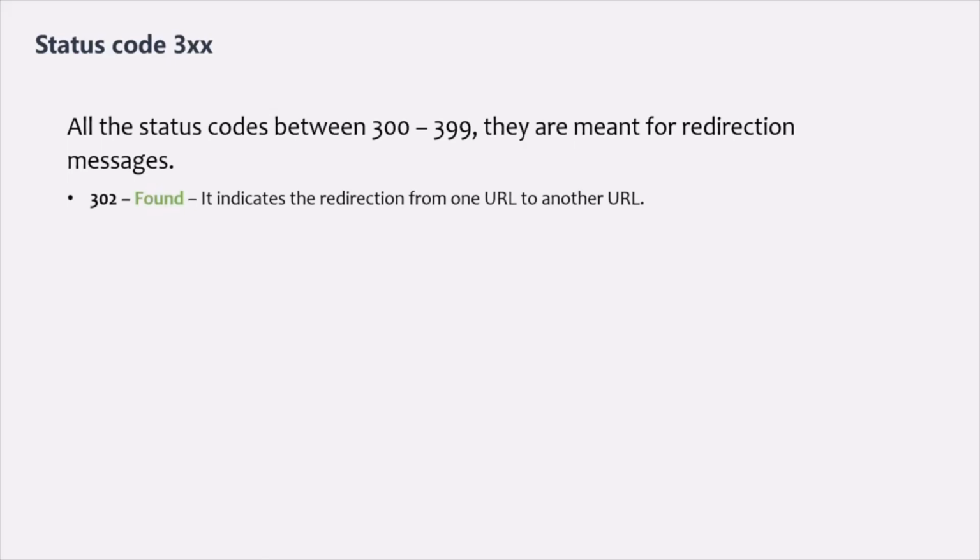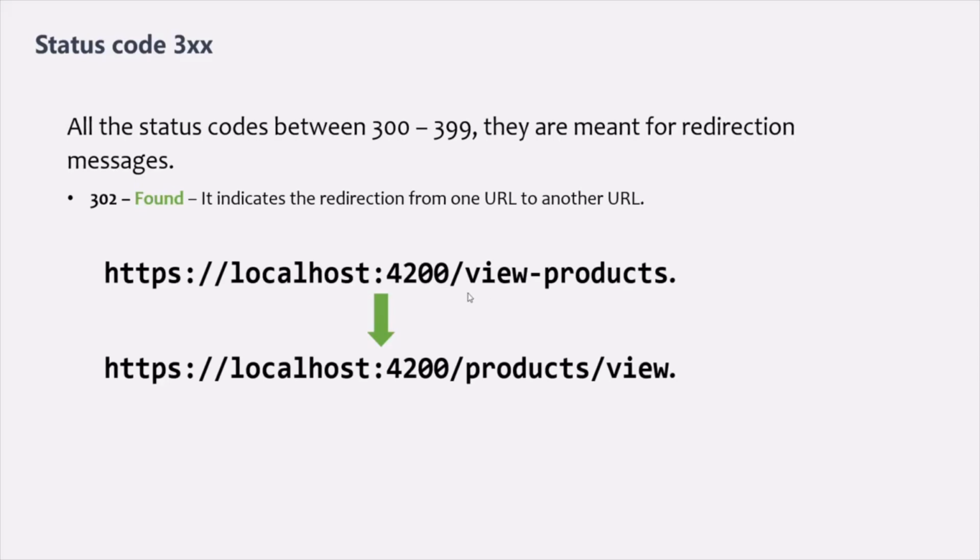For example, we have the status code 302, which means found, and it indicates the redirection from one URL to another URL. For example, let's say in the address bar we have specified the URL as view-products, but then the redirection happened and the URL was redirected to /product/view. Whenever such a redirection happens, the server informs the client about that using this 302 status code. So in this example, it simply means that the URL view-products was found, but it has been redirected to another URL, product/view.